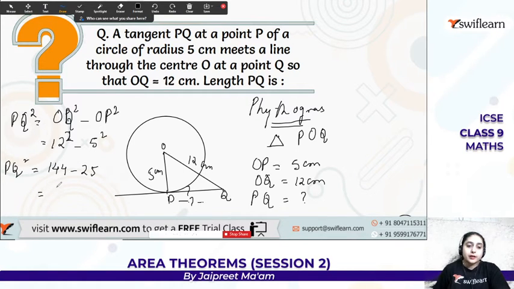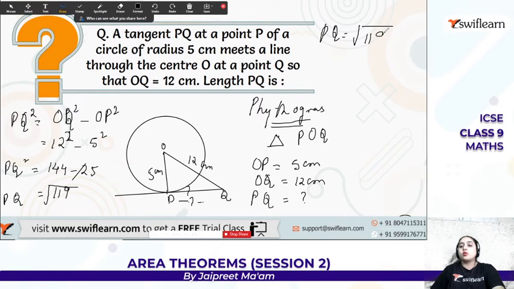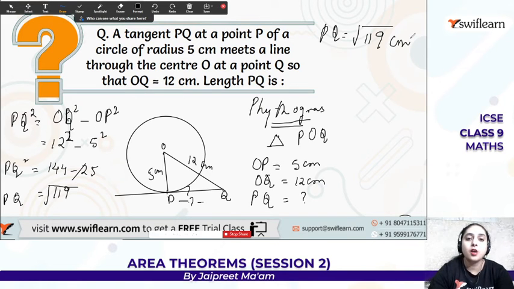So जब subtract करेंगे it will be 119, and 119 is not a perfect square, so the length of PQ will be equal to square root of 119 centimeter. Is it clear? It's easy, right? Okay, let's solve some more questions.